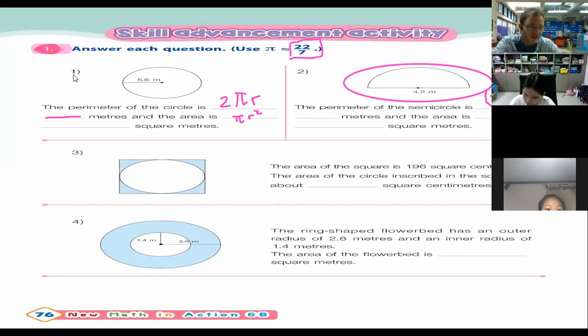So let's look at the second one here, number 3 at the bottom. Let's have a read there. The area of a square is 196 square centimeters. The area of the circle inscribed in the square is about... If you read this question, how do you think we have to calculate the answer? What would your steps be of solving this mathematical problem? Can anyone tell me?